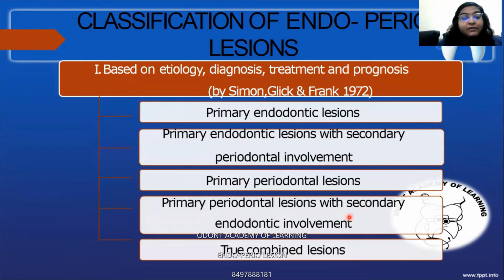Now coming to the classification of endoperio lesions, we have a total of 4 classifications. Number 1 is based on etiology, diagnosis, treatment, and prognosis, given by Simon, Glick, and Frank in 1972. Under that we have primary endo lesions, primary endo with secondary perio, primary perio lesion with secondary endo involvement, and finally true combined lesions.